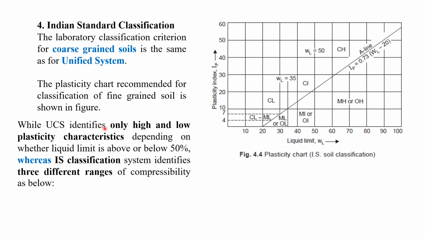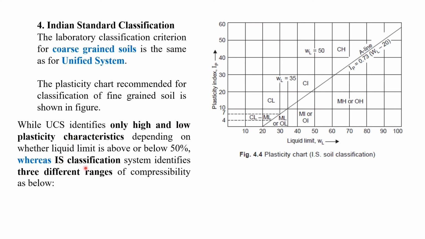While USCS identified only high and low plastic categories, we saw that in the US classification system, the Casagrande plasticity chart, the liquid limit is divided into 2 parts, less than 50% and more than 50%, one vertical line is there. Only more than 50% is high plastic soil and less than 50% is low plastic soil, that we have discussed in the Casagrande chart.